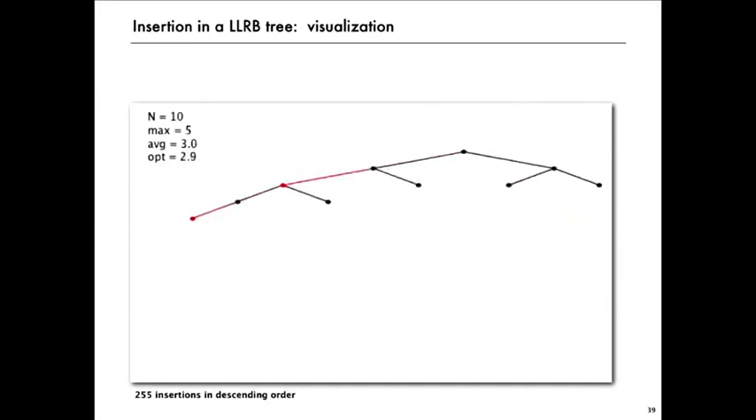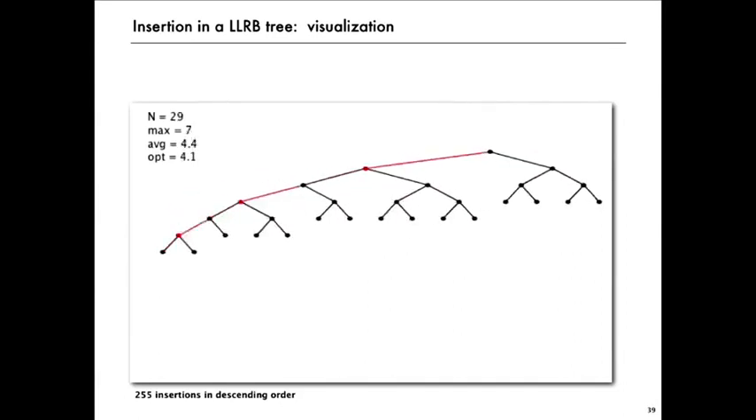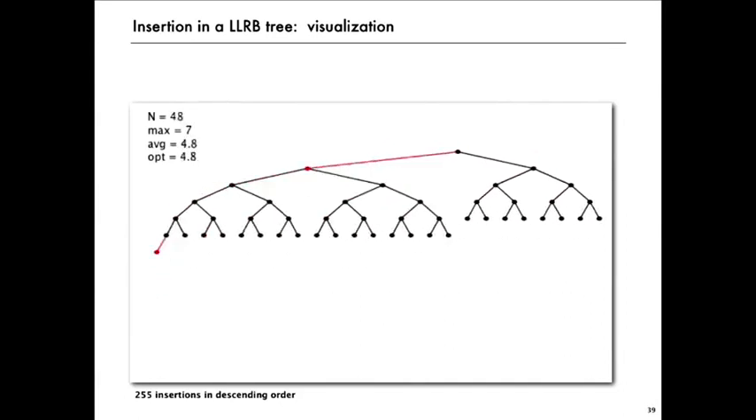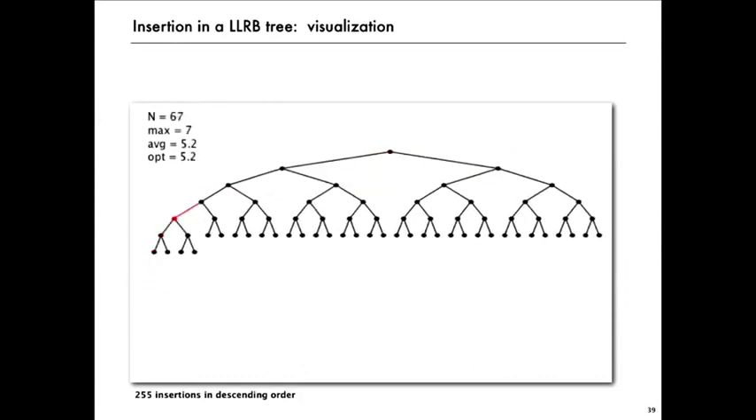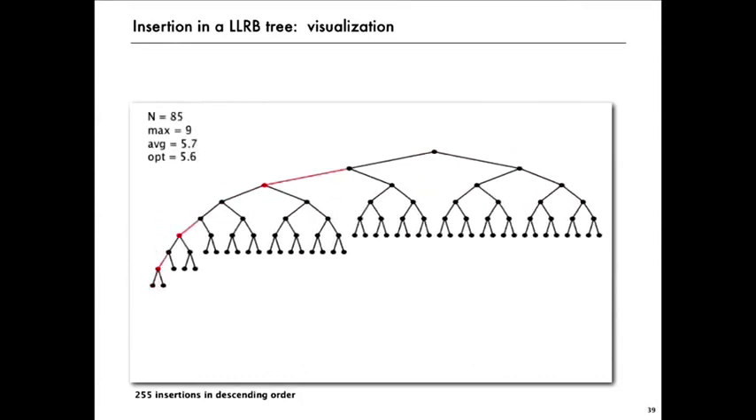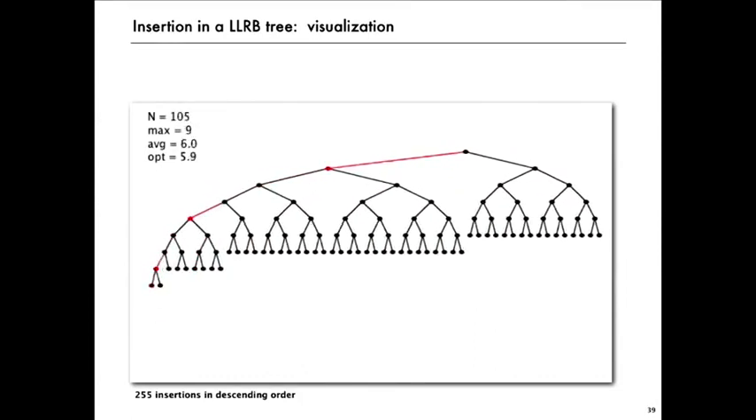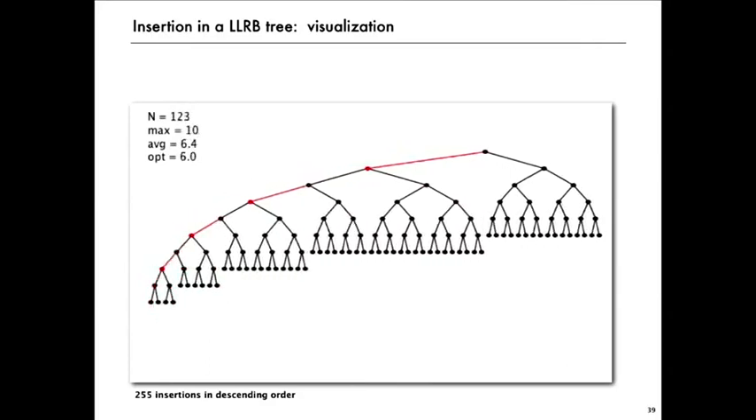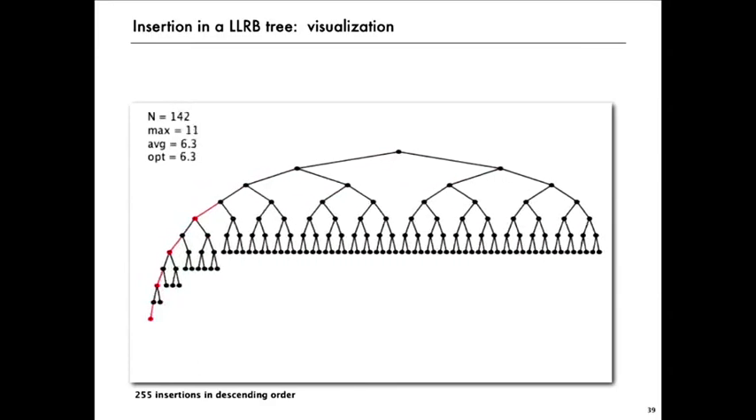And what about descending order? Well, it's left-leaning, and the process is a little bit different. And sometimes the left path can get long, but not that long. The worst that can happen is that it alternates red and black.